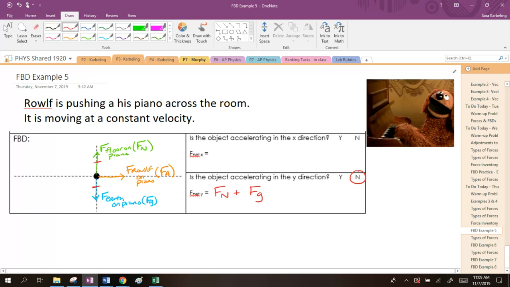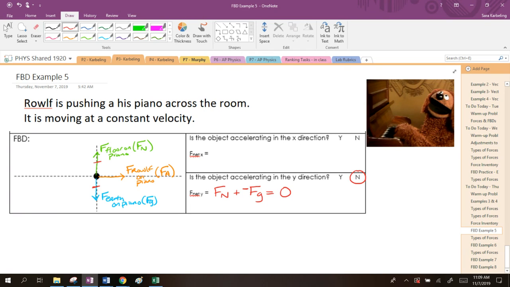Either of them negative? One of them, which one? Gravity? And they add up to? Indeed. All right. How about in the x direction? Is the object accelerating? No. I hear some dissension.